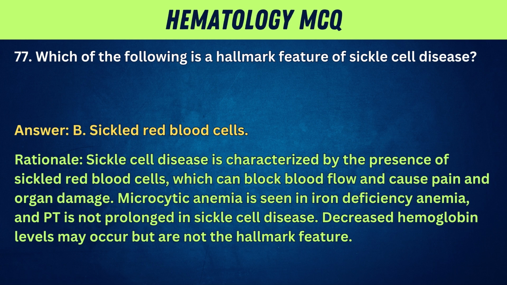Sickled red blood cells. Rationale: sickle cell disease is characterized by the presence of sickled red blood cells, which can block blood flow and cause pain and organ damage. Microcytic anemia is seen in iron deficiency anemia, and PT is not prolonged in sickle cell disease. Decreased hemoglobin levels may occur, but are not the hallmark feature.